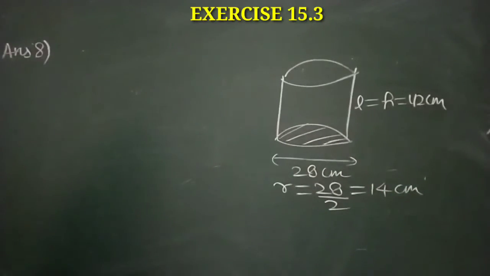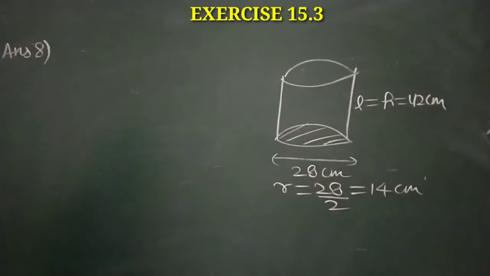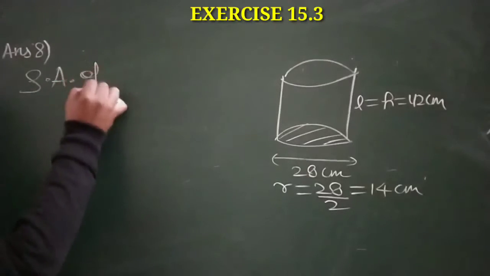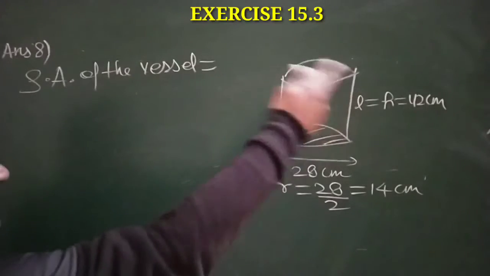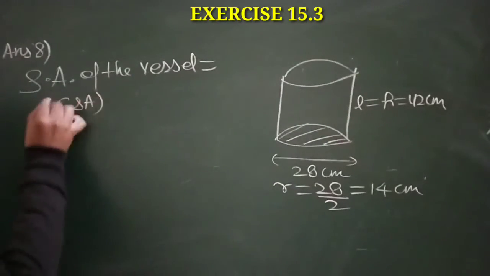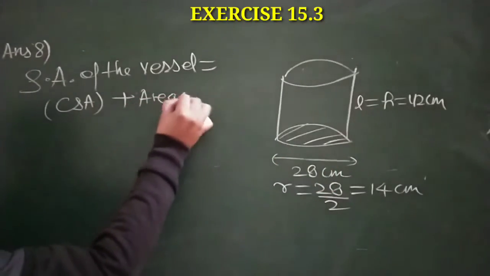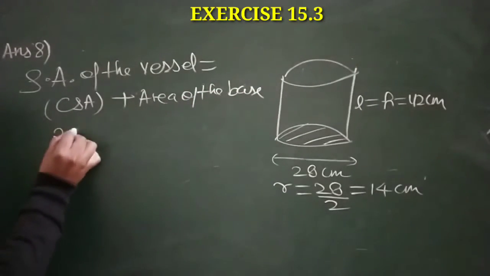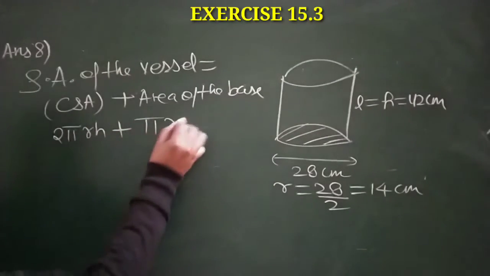Now the question is saying this cylinder is made up of a metal sheet. Find the area of metal sheet required for making the vessel. It means we have to find the surface area of the vessel. So what is it having? It is having the curved surface area, that is CSA of cylinder, plus the area of the base, because it is closed there. CSA formula is 2 pi r h. Area of the base is in the form of a circle, so its area is pi r square.